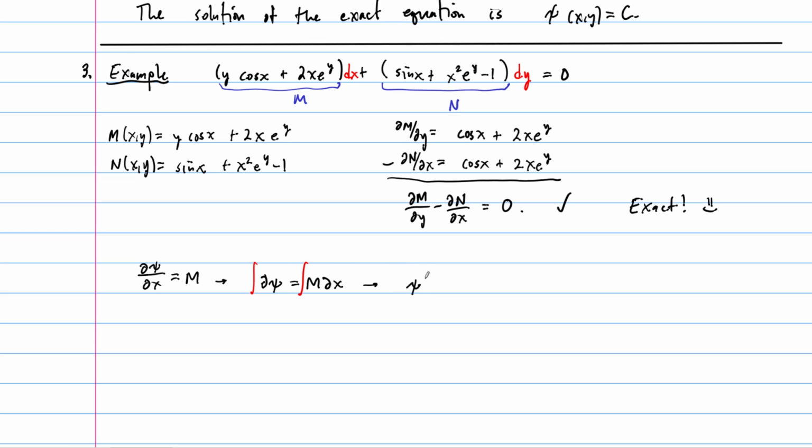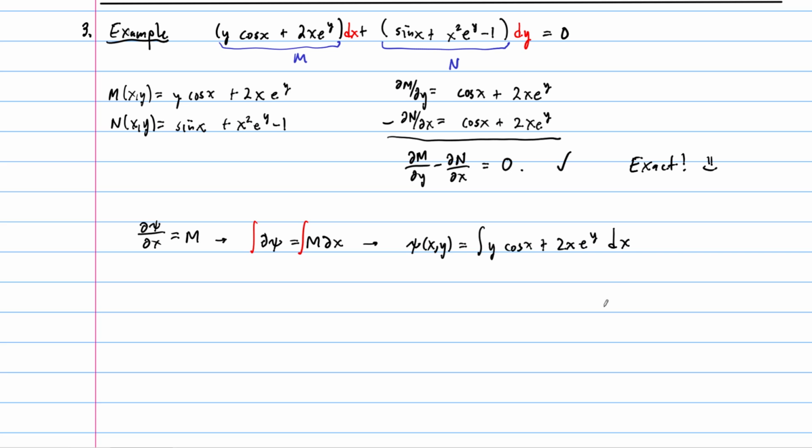So what we end up with is that one equation for psi of x, y is that it's equal to the integral of this M function, y cosine of x plus 2x e to the y, integrated with respect to x. Okay, I'll just put a regular d here. But let's see what happens when we do this. So we integrate this, and look, we're integrating only with respect to x. So this is like a partial integral. So when we integrate with respect to x, the integral of cosine is sine, right? So we end up here with y times sine of x.